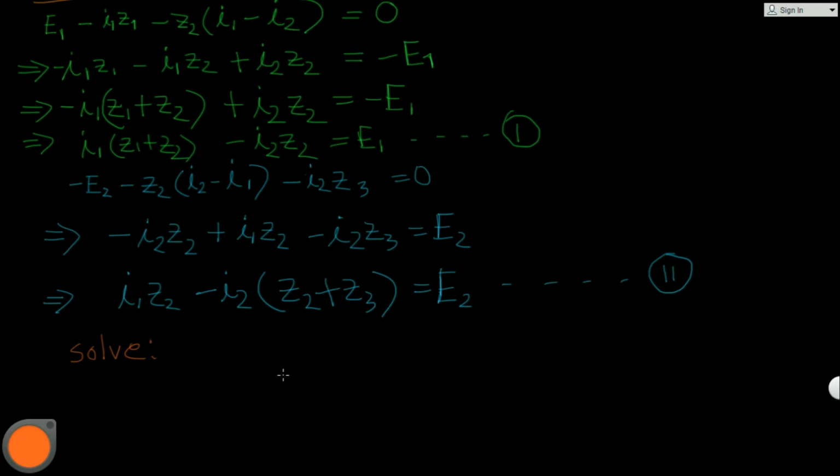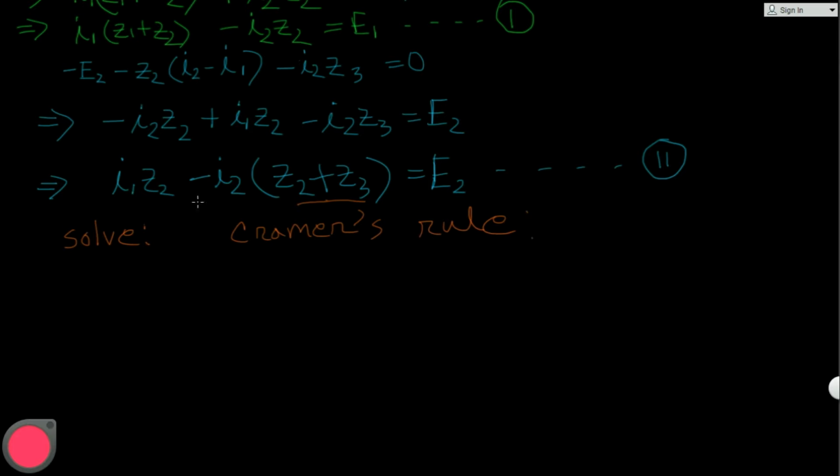So now we have to solve the equations to find out the values of I1 and I2, and we can use Cramer's rule to solve this. We cannot use a calculator to solve this because calculators cannot solve complex equations, so we will use Cramer's rule. So I have derived an easy formula for this. This is a derivation of Cramer's rule.